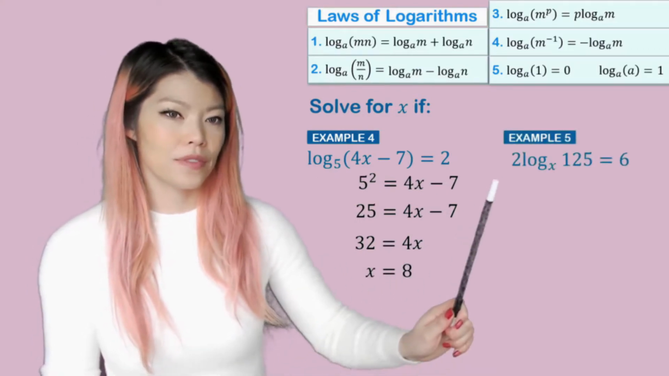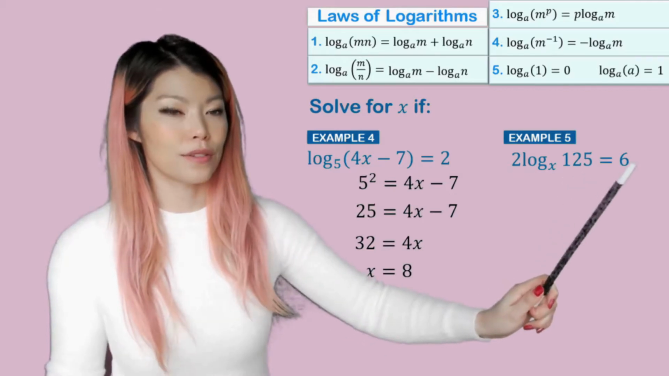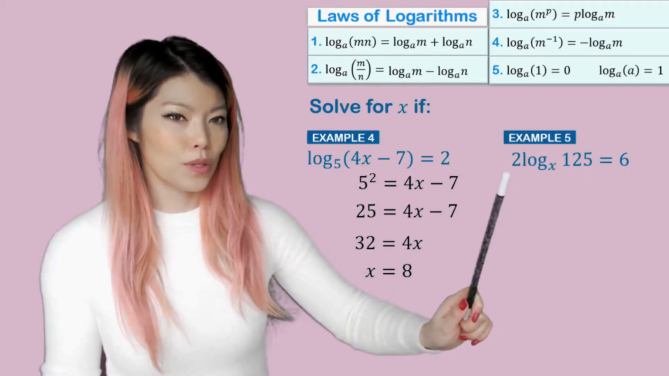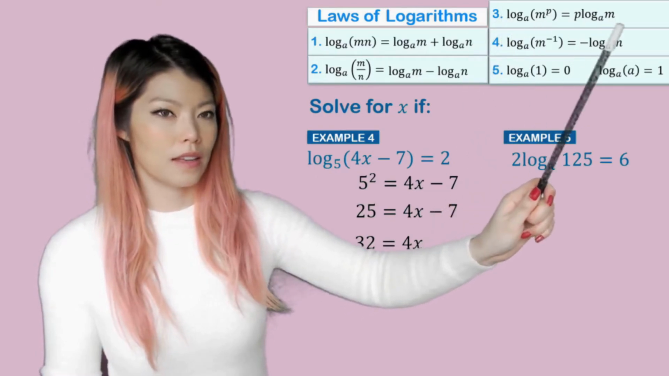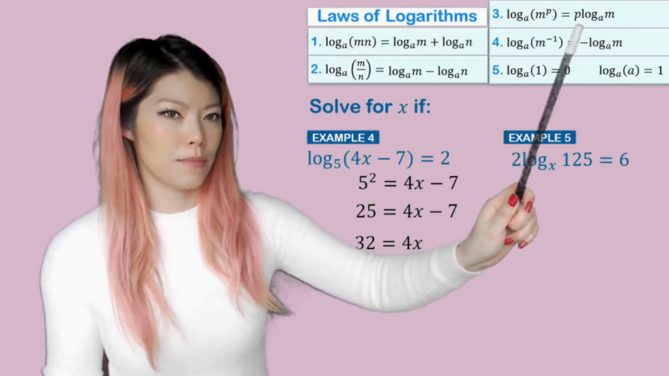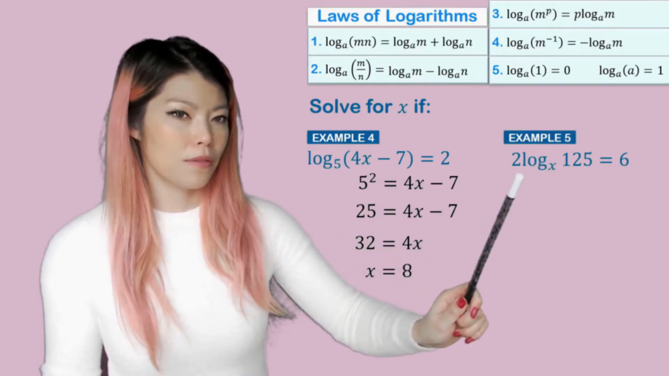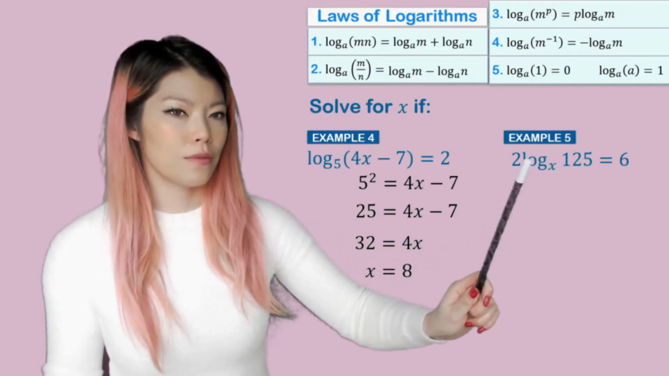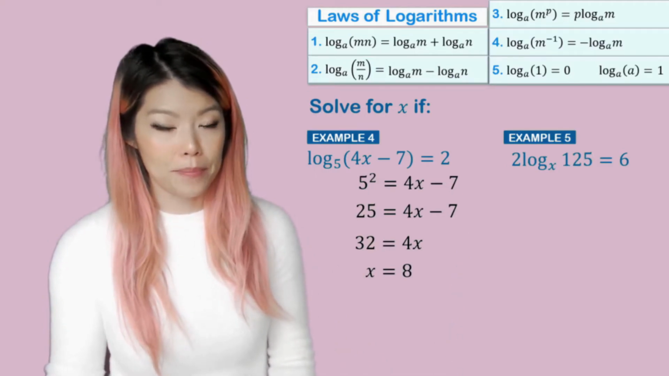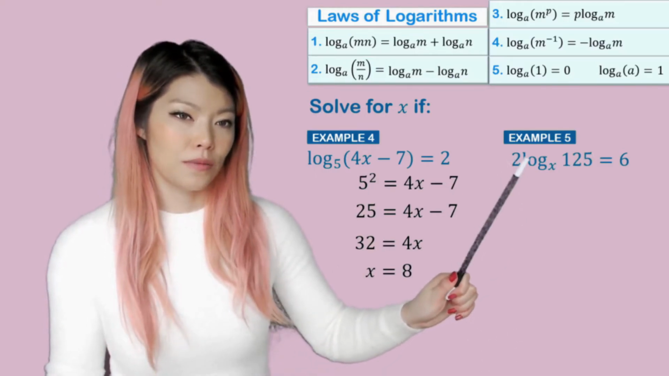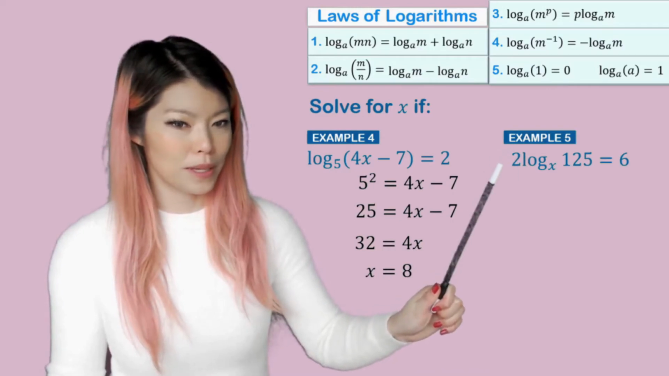Example 5. 2 log base x of 125 equals 6. Now what would you do with the 2? Now we could use that rule over there, number 3, where the number in front becomes the power. But if we do that, then 125 will have the power of 2. And 125 squared is a big number. So what can we do instead? We can think of something a lot simpler.